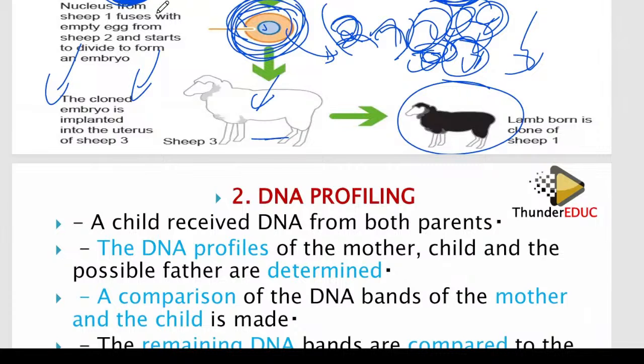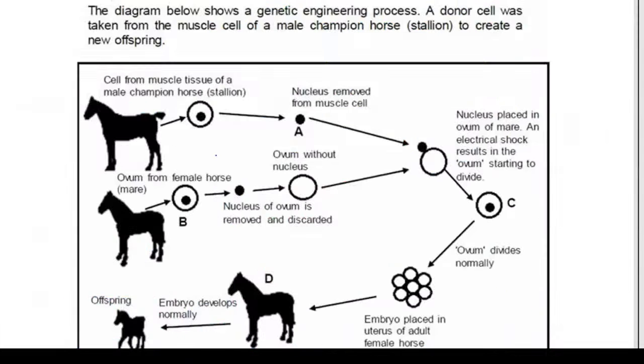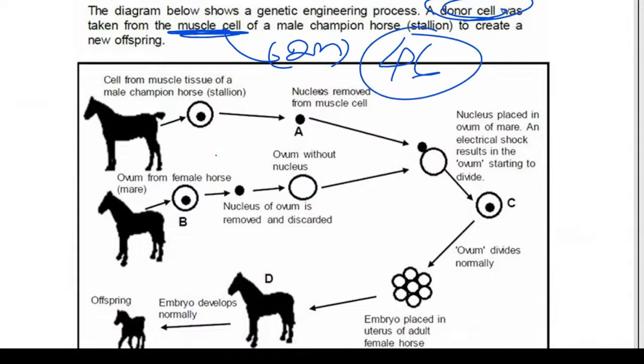All right. Question. The diagram below shows the genetic engineering process. A donor cell was taken from a muscle. You see, when it's a muscle cell, then it's diploid. Don't talk about 46 because they didn't say it's 46.